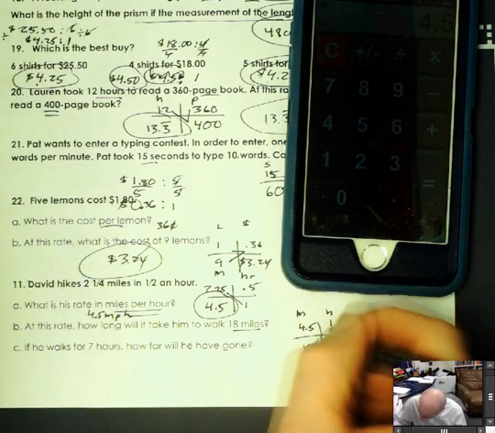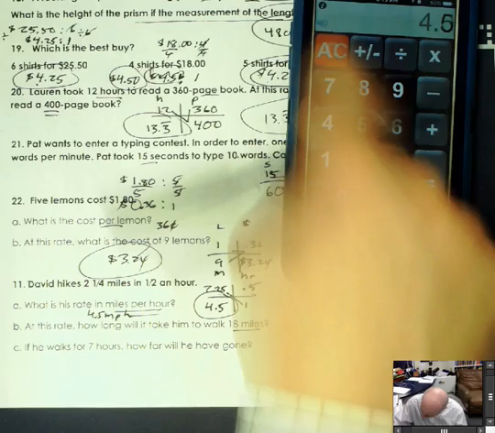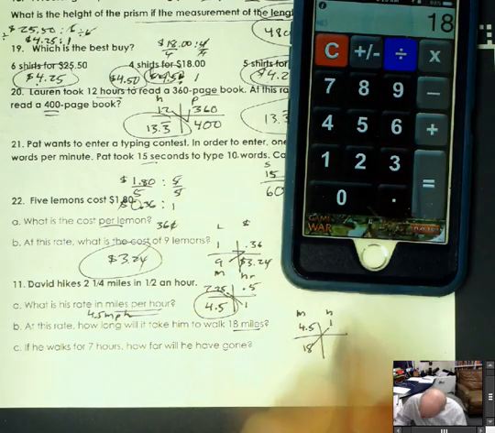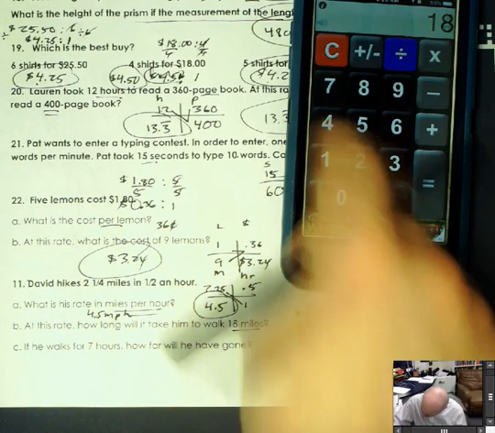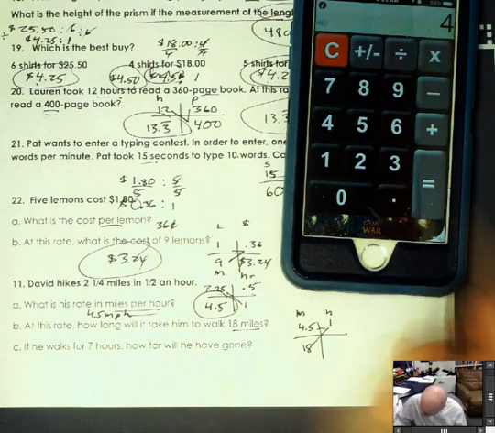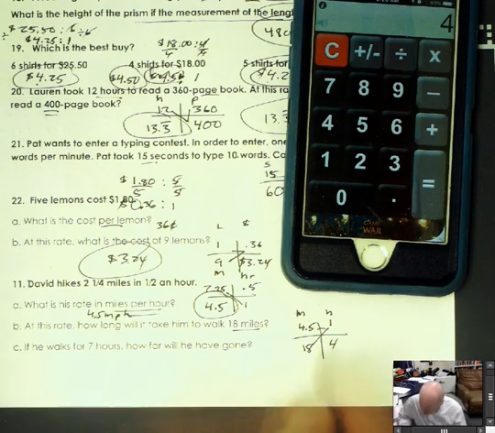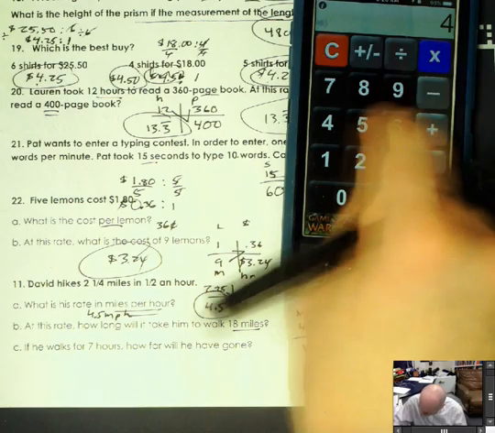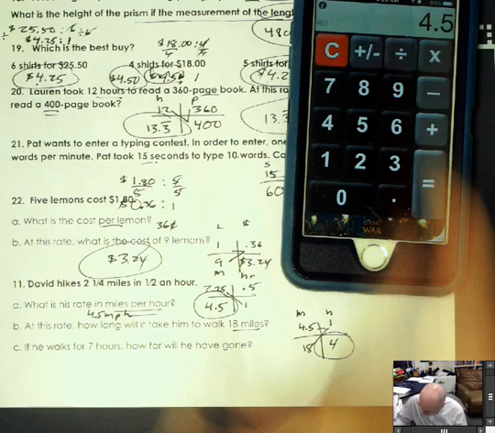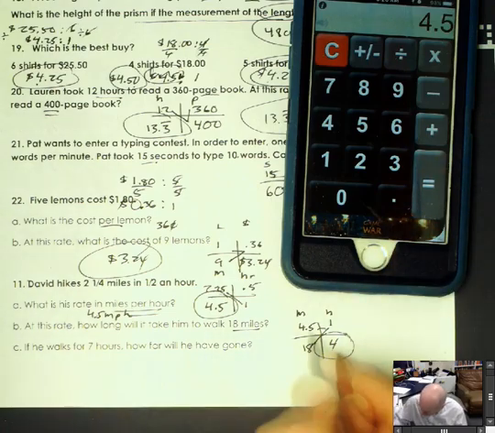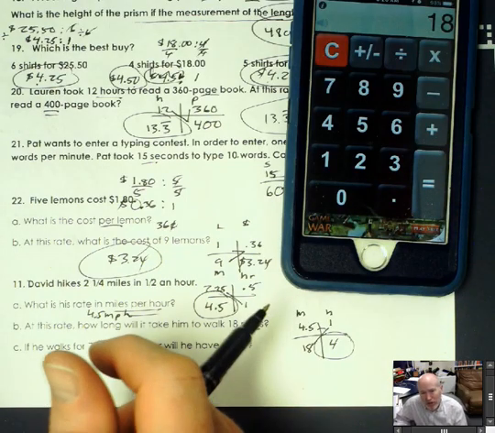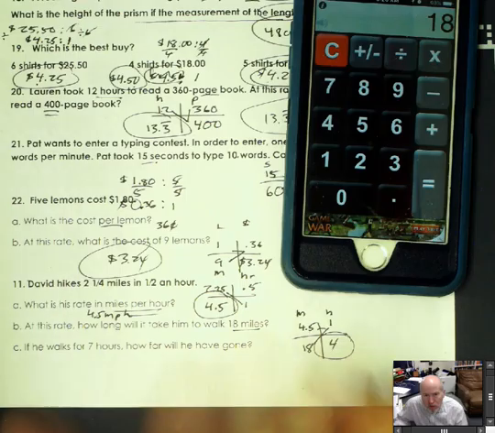Just making sure I've got my numbers in the right category, otherwise the box won't work. So I'm just going to take 18 times 1, which is of course 18, and I'll divide that by my third number in the box, 4.5, and we get 4. So it'll take him 4 hours to go that. And if I'm not sure, I'll just take that 4 times 4.5. That's the 4.5 miles per hour. So 4 hours times 4.5 equals 18. You can always double check your answers. Just use that logical reasoning.